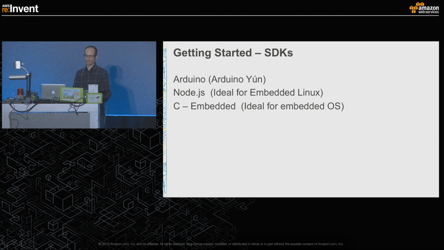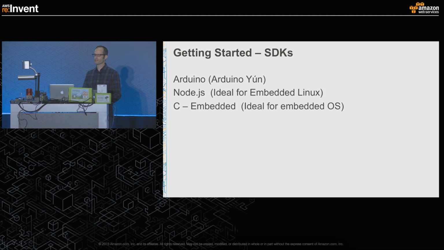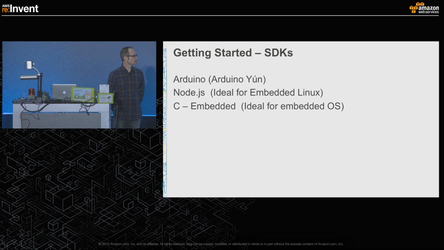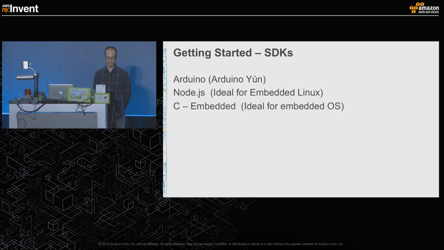There's 3 SDKs we've made. The first is our Arduino SDK. It's targeted to the Arduino Uno. The next is a Node.js SDK, and it's made for those embedded Linux devices like the Raspberry Pi, Intel Edison, the Arrow Dragonboard. And then we have a C SDK that's made for the more deeply embedded devices. Those devices may be battery-powered devices, wearable devices. So an SDK that's made for something like that.